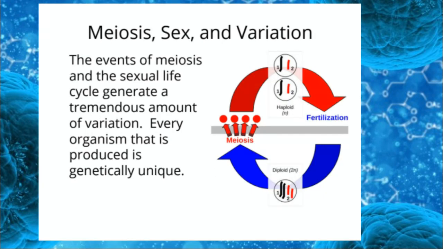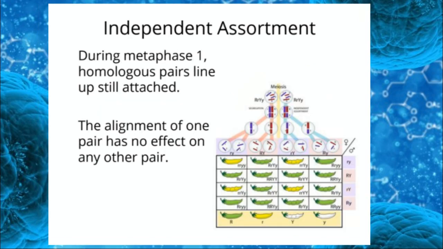The events of meiosis in the sexual life cycle generate a tremendous amount of variation. Every organism that is produced is genetically unique. The Prezi itself goes through the combinations. To figure out how many combinations of gametes you have, it's 2 to the nth power, meaning you take 2 to whatever the haploid number of chromosomes is to determine how many possible gametes are produced. And if you do that for 2 to the 23rd, I believe it's like 7 trillion, or is it 8 trillion different combinations.